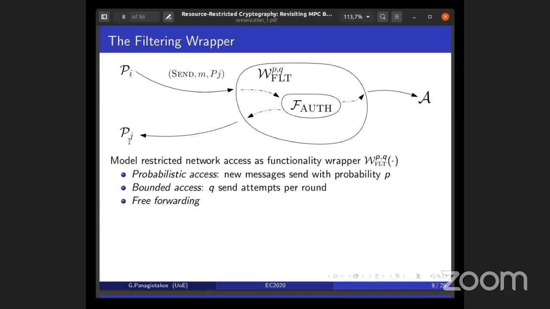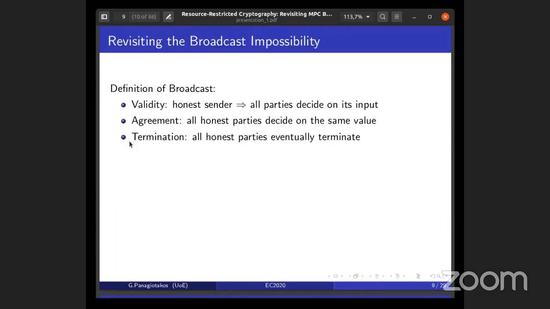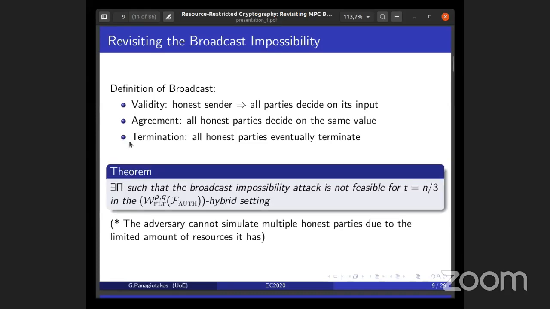for free. And we saw that if we wrap an authenticated network with this wrapper, we can implement it by assuming bounded access random oracle in the CRS setup. Then we revisit the broadcast impossibility result I mentioned and show that there exist protocols such that the broadcast impossibility attack is not feasible, even if the adversary can corrupt a third of the parties, as long as the parties have access to this filtered network functionality. The basic idea there is that the adversary cannot stipulate multiple honest parties due to the limited amount of resources it has.